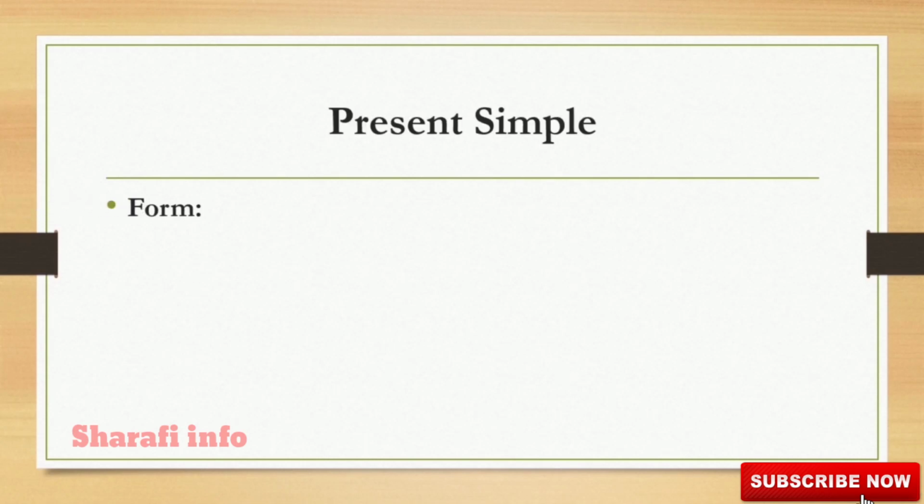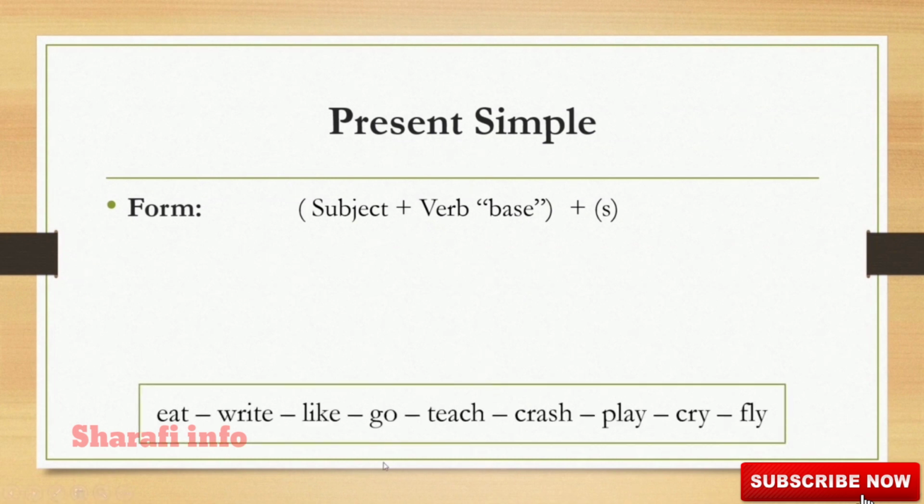The form of the present simple. We form the present simple by putting the verb in the base form, after the subject, and sometimes by adding s to the verb. We add s to the verb if the subject is a third person singular: he, she, or it. Some examples of base form verbs: eat, like, crash, fly, etc.